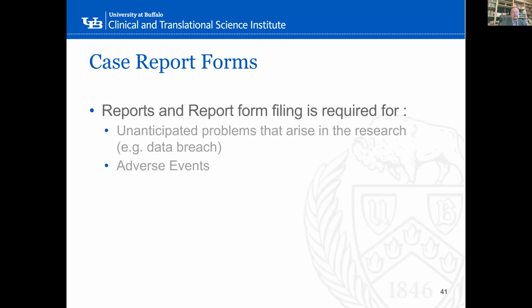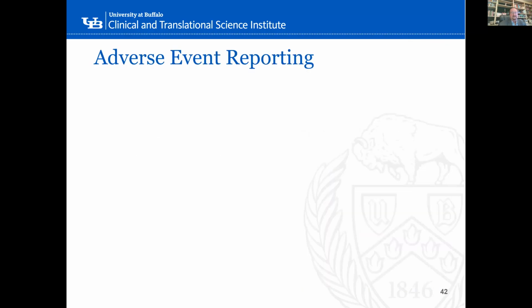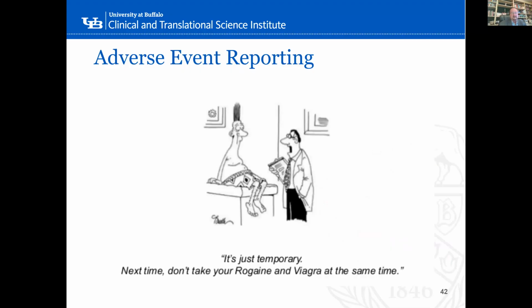So these case report forms are filed when unanticipated problems arise in the research. Could be a data breach, could be an adverse event, any of those things. This is an example of a babesiosis form that the CDC uses, so you can get a sense that they're extensive. And here's an example. I won't read this one to you either.